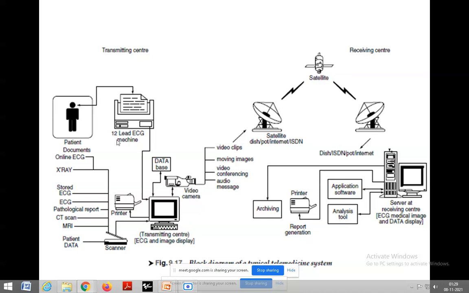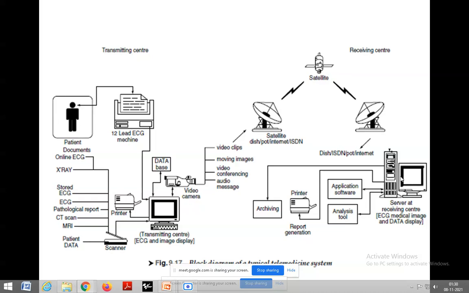The collected database will be transmitted through the satellite. The satellite transmitter sends to the satellite, and then the satellite receiver will receive the signal which is sent from the patient to the doctor's side. The doctor's side has a computer system that will collect the database through the receiver satellite.